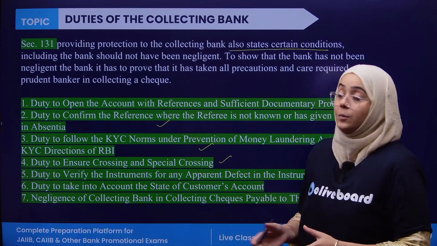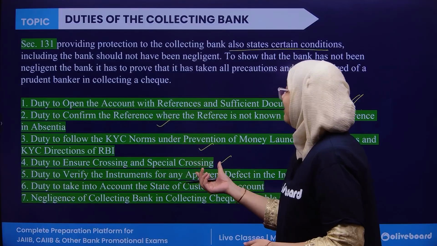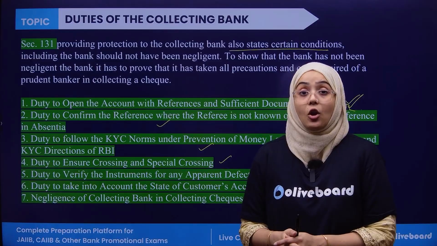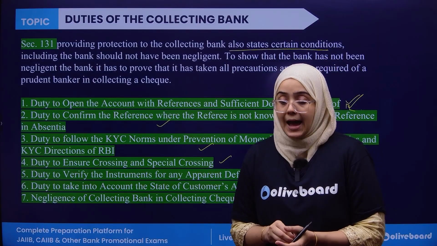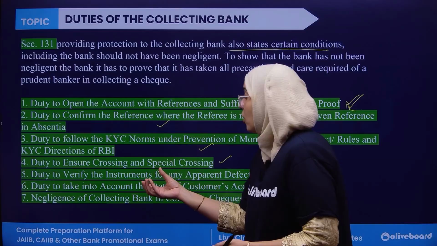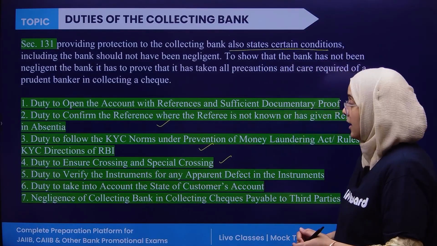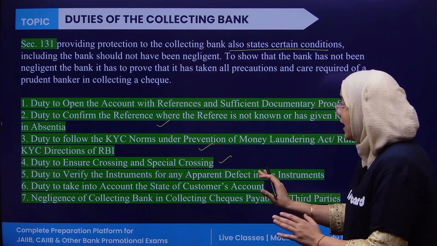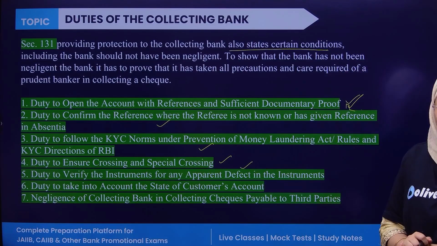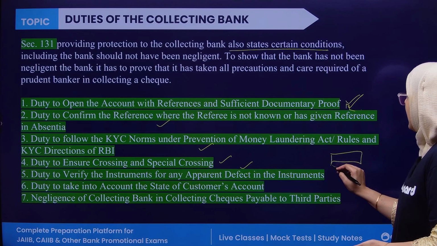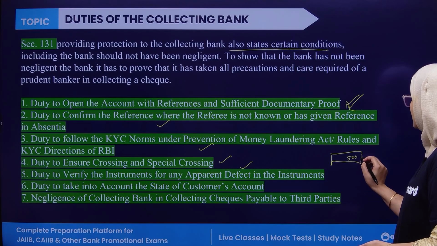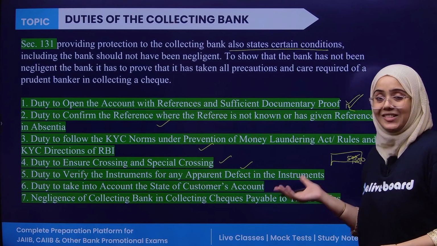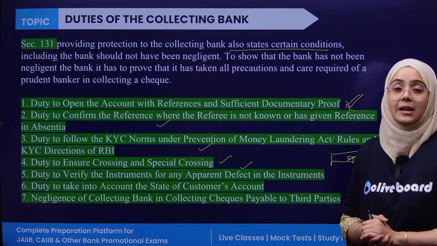Next, to ensure the crossing and special crossing. While collecting the check, it is the duty of the collecting bank to ensure that there is a special crossing or a general crossing on the check. Now it is the duty to verify that the instrument is free from any apparent defect. For example, this is the check, and if anyone has just crossed this amount and written this 1000, now this check shouldn't be accepted by the collecting bank.